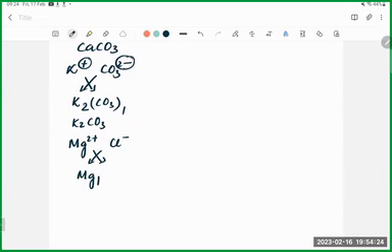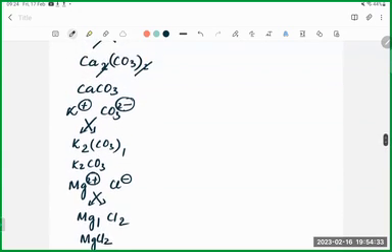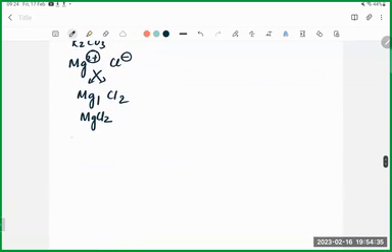Mg takes the 1 of Cl and Cl takes the 2 of Mg. So the formula comes as MgCl2. Did you understand? Yes, ma'am. Okay. Sodium sulfate. Try by yourself.